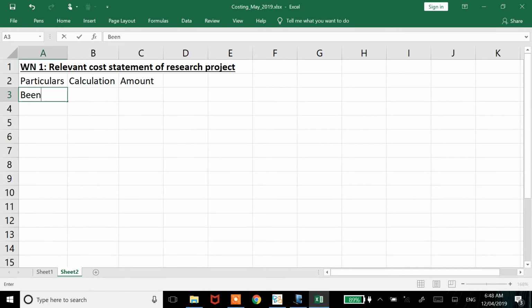First is benefits, and maybe 3-4 lines gap, then costs. Benefits and costs. So we are going to do a final analysis and say whether there is a benefit or a cost, and based on that we decide whether to continue with the project or not.